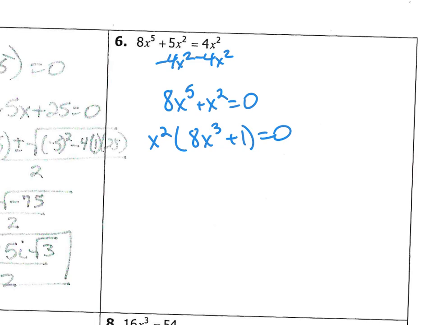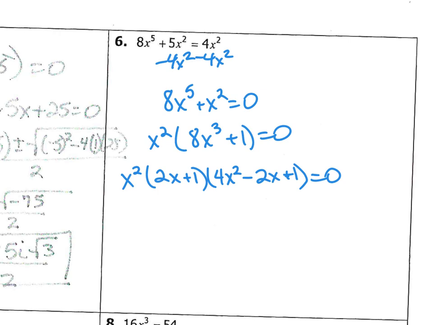Now this happens to be a sum of cubes because 8 and 1 and x to the 3rd are all perfect cubes. So I'm going to have my x squared here, and then I'm going to put 2x plus 1. And I have 2x because the cube root of 8 is 2, and then x to the 3rd becomes x. And then here I'm going to have 4x squared minus 2x plus 1. And I use the sum of cubes formula, or the sum of cubes rule, to solve that.